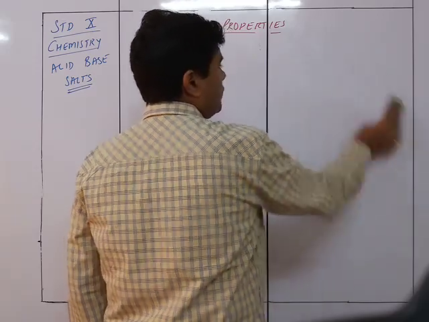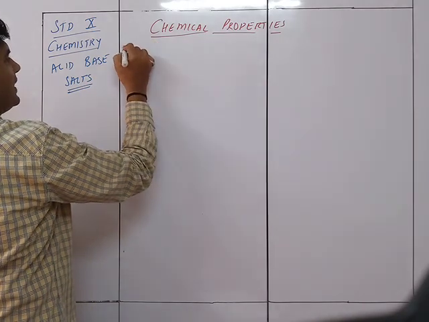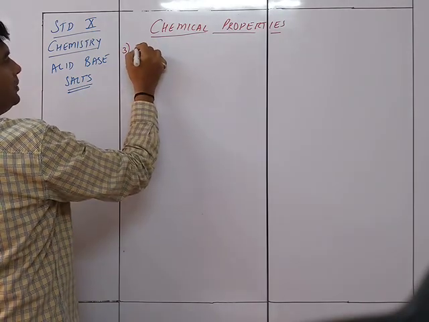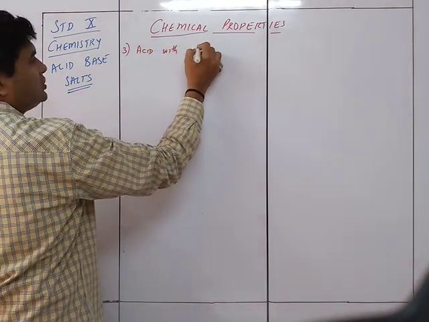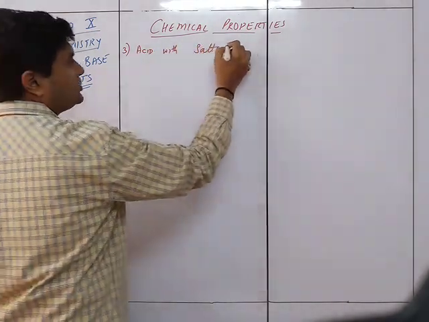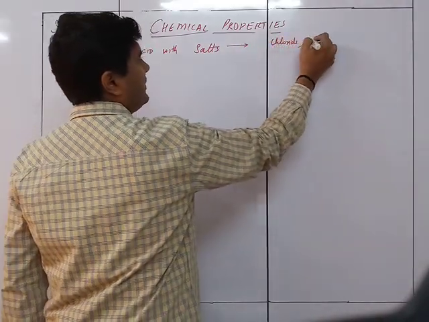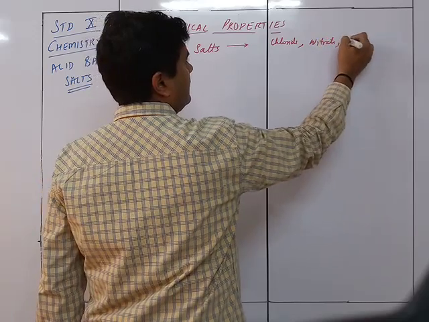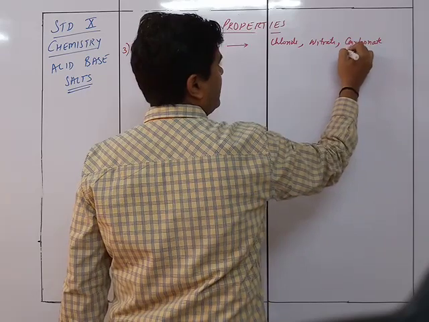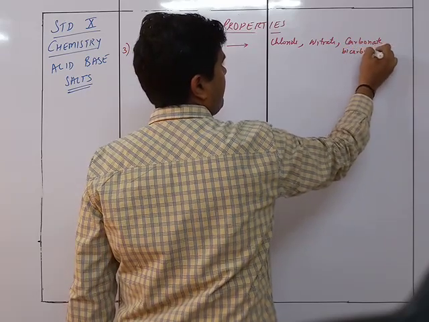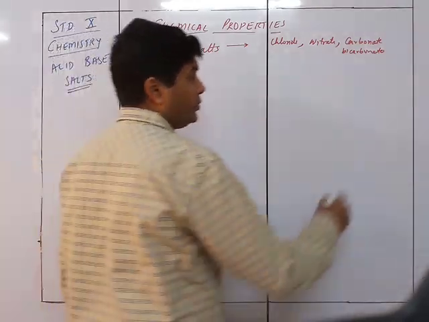So that means you are here taking, so the third one is acid with salts. Salts of what? Chloride, nitrate, carbonate, bicarbonate. Okay, these are the different kinds of salts we are going to use.